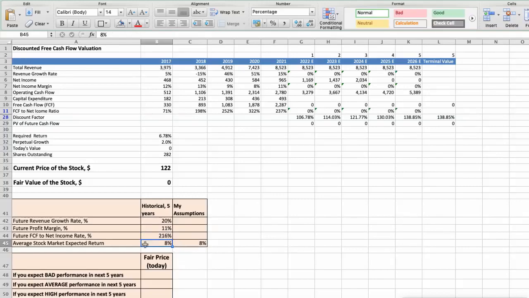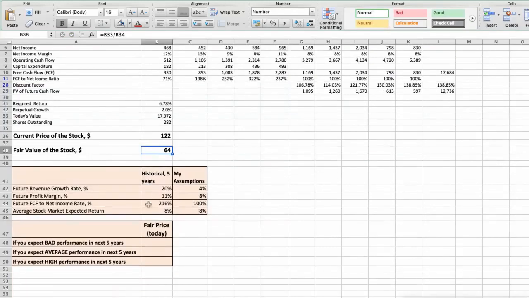Now, let's consider 3 different scenarios for Global Payments Company: bad, average, and good. First scenario. Global Payments will have bad performance in the next 5 years, and we will use the following parameters in our calculation. Future revenue growth rate would be low, 4%. Future profit margin would be low, 8%. Future free cash flow to net income rate would be low, 100%. In this case, the fair value of the stock today would be $64.